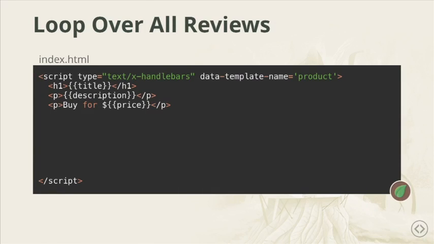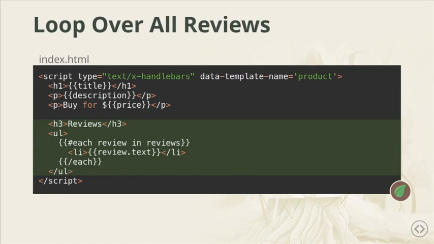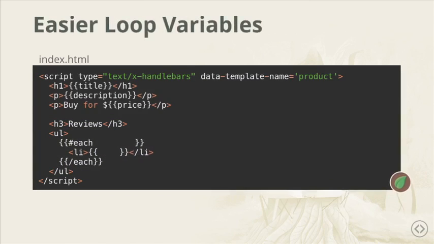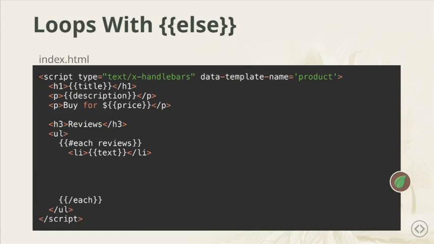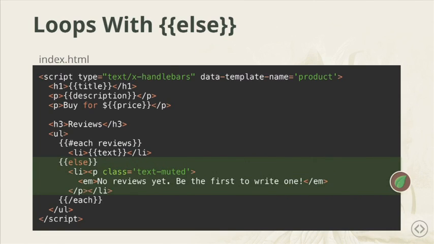Now, back inside of our product template, we're going to show the reviews. We'll loop over them, saying each review in reviews, and then we'll print out the review text. Fairly simple. Once again, we can simplify this each loop and just specify each reviews and then the text element we want to print out. We also might want to print something out when a product has no reviews at all. In this case, our each loop has an else condition that will be run when there are no reviews. So here we can say, no reviews yet, be the first to write one.